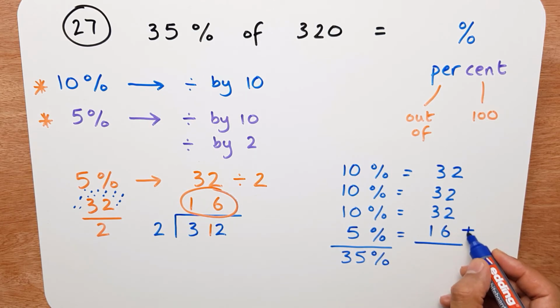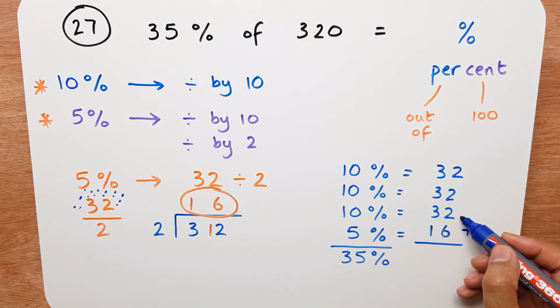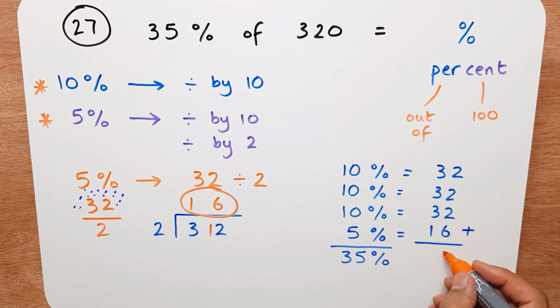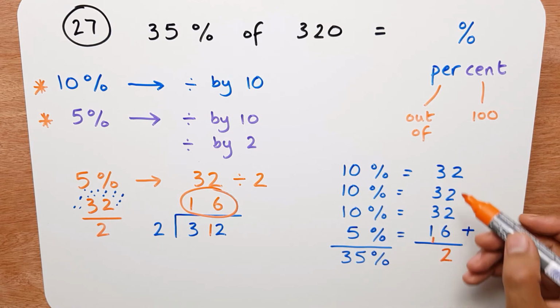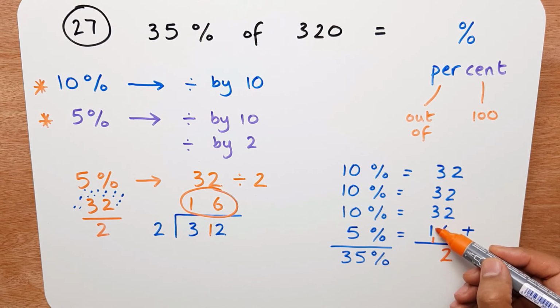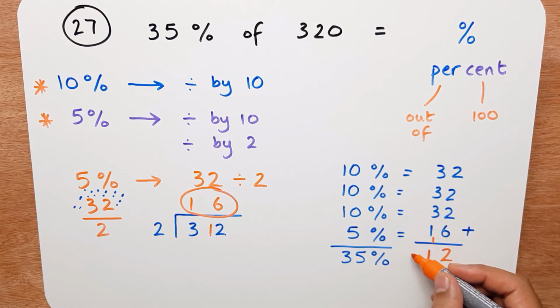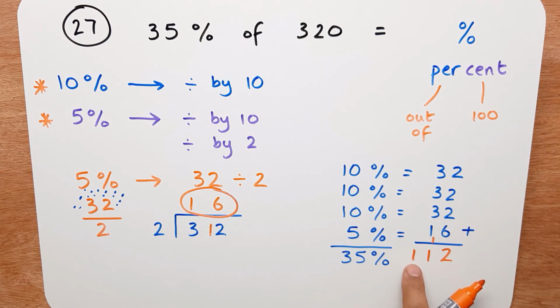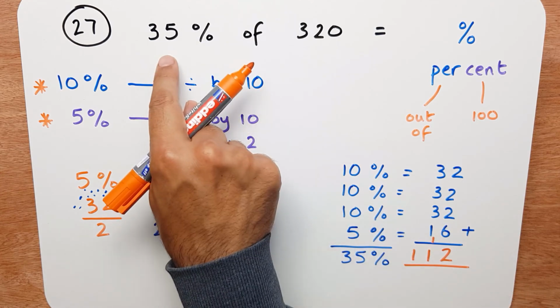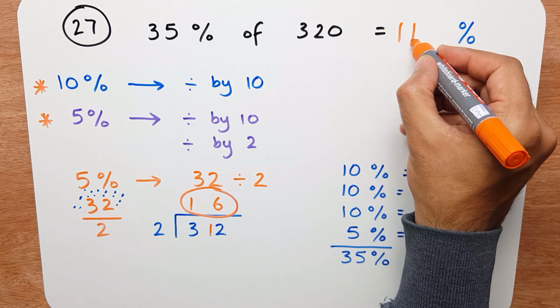And now I need to carefully add up these numbers. So 2 plus 2 is 4, plus 2 is 6, plus 6 is 12. So now I put the 2 here, and I carry the 1 over to the next column. 3 add 3 is 6, add 3 is 9, plus the 1 is 10, and this 1 that I've carried over makes it 11. So I put the 1 in this column, and I carry the 1 over to the next column. And I can write that down because we've finished. So our answer is 112. So 35% of 320 is 112.